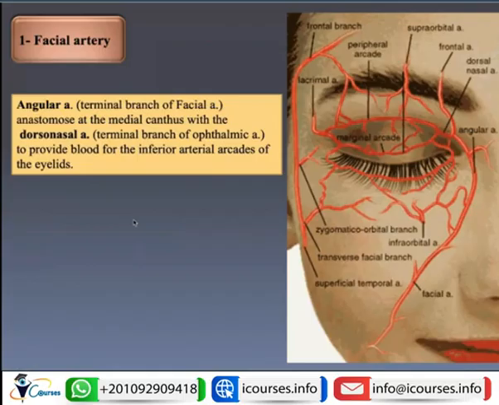So here is the facial artery. The facial artery will give its terminal branch, which is the angular artery. The angular artery will anastomose at the medial canthus with the dorsal nasal artery. So the dorsal nasal artery, which is the terminal branch of the ophthalmic artery, will anastomose with the angular artery, which is the terminal branch of the facial artery, at the medial aspect of the nose. So these blood vessels will share in the formation of the inferior arterial arcades of the eyelids, as we said.